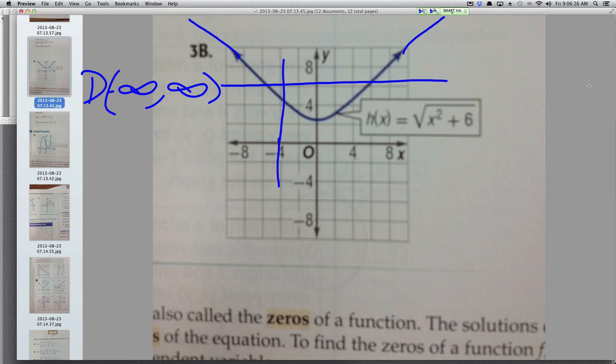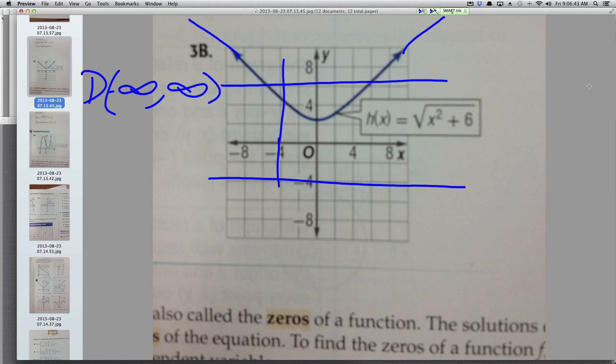So, what do you think? Are all my y values part of the range? No. Why not? Because if I draw something down here, is it ever going to touch my graph? No, it's never going to intersect.